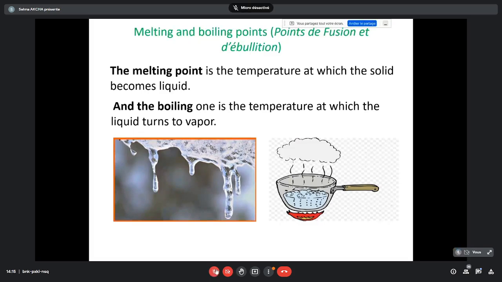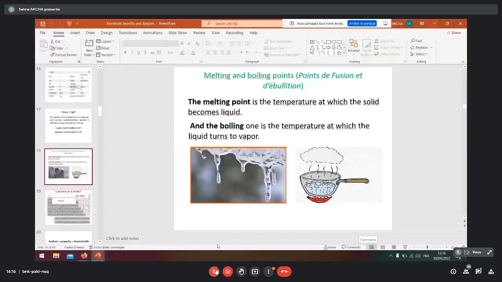On the left side of the slide, you can see some ice melting. À gauche de la diapo, vous pouvez voir de la glace qui fond. On the right side, this is just a picture to show you some boiling phenomenon, d'ébullition. Okay? Give me a minute, I'm going to take your names.